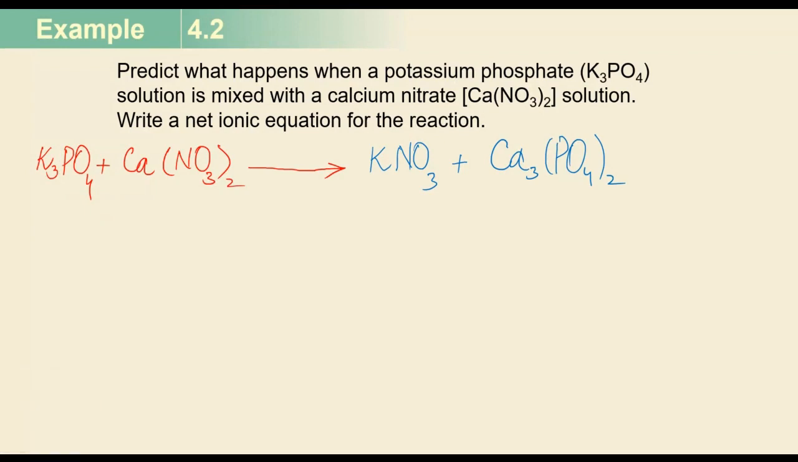Okay, now move to next. You have to balance this equation. How to balance this equation? Boys, before going to balance this equation, you have to tell me whether it is soluble or insoluble. If I ask Ca3(PO4)2, is it soluble or insoluble?